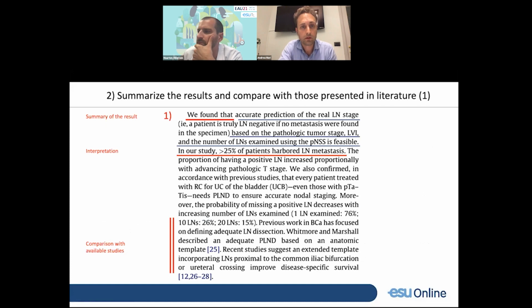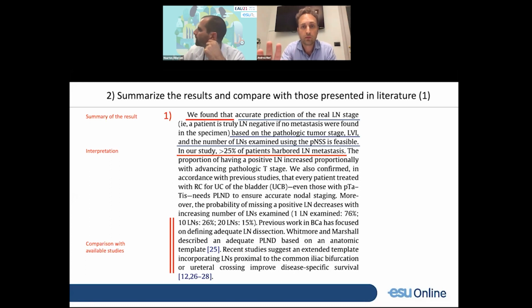In the second part of the discussion, the authors analyze and summarize their results. They interpret and then they compare with available studies. This point is repeated more than one time. In this particular case, in this article, the authors use many times the pronoun we. We will see also the next slides.